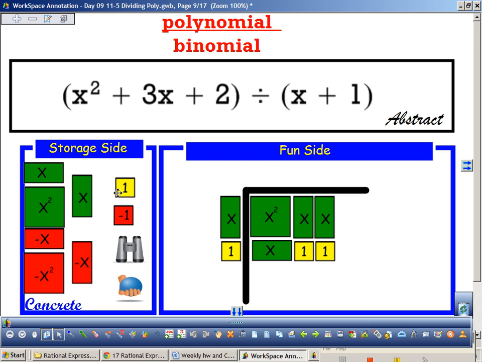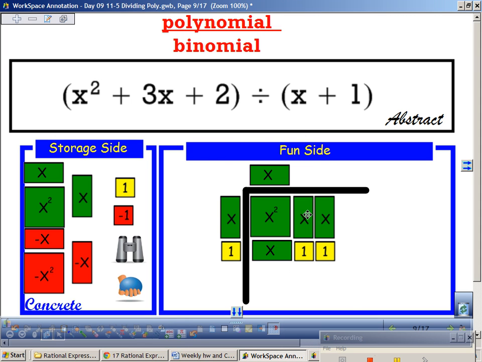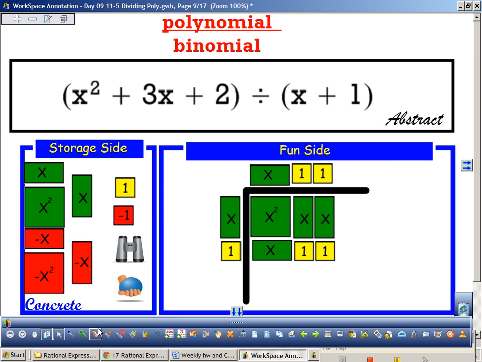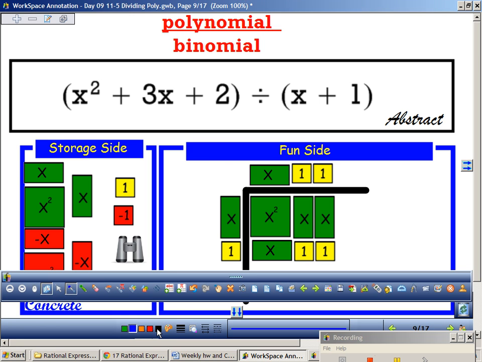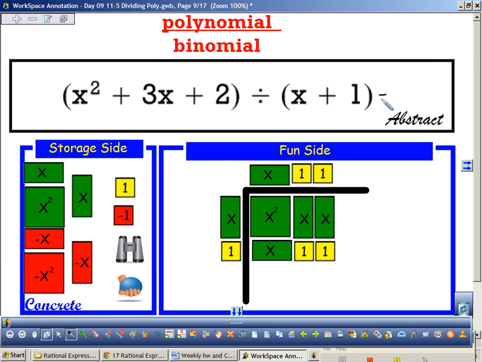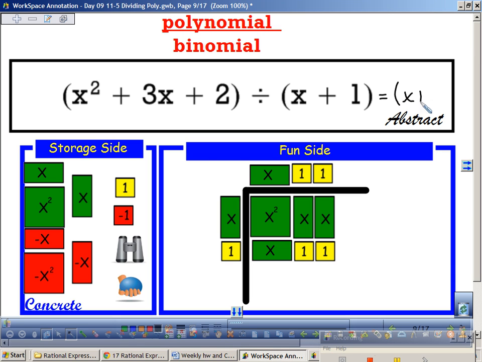All right, so what would I have to drag over in order to make x times what makes x squared? And x times what makes 1x? And x times what makes x? Another 1. So the answer to this is what? X plus 2.